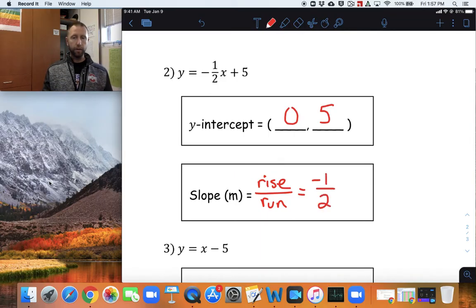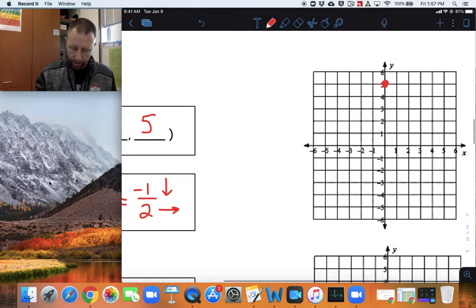And what's that telling you? That now the rise is negative means I'm going down and to the right. So from that beginning point, 0, 5, I'm going down 1 and to the right 2. And that's what I'm going to do. Down 1 and to the right 2. Until I can't go any further.